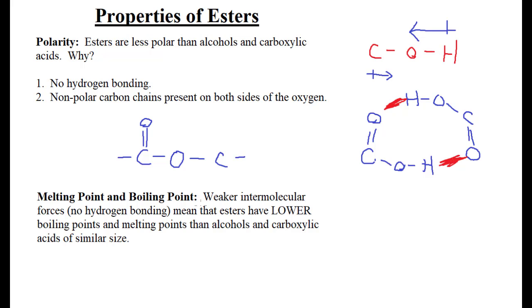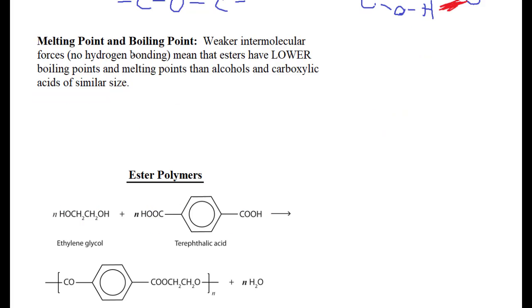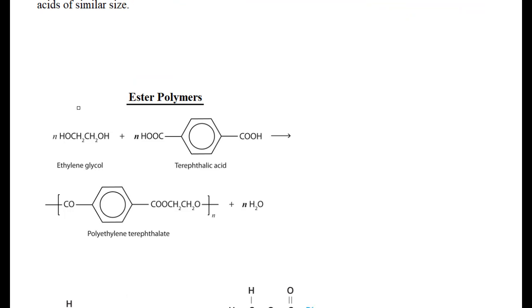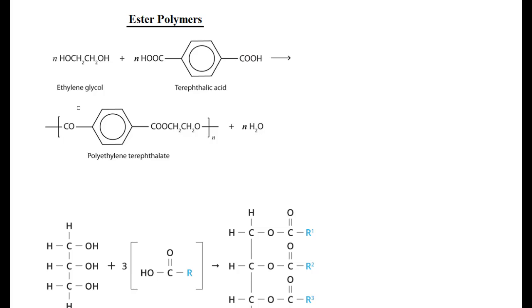So not only are carboxylic acids more polar than esters, and not only are alcohols more polar than esters, since esters have weaker intermolecular forces, esters have lower boiling points and melting points than alcohols or carboxylic acids of similar size. In fact, the size of an ester can even be a little bit bigger, and it will still have lower melting points and boiling points, just because of the much weaker intermolecular forces compared with the hydrogen bonding of carboxylic acids and alcohols. One cool thing that esters do is they can polymerize.